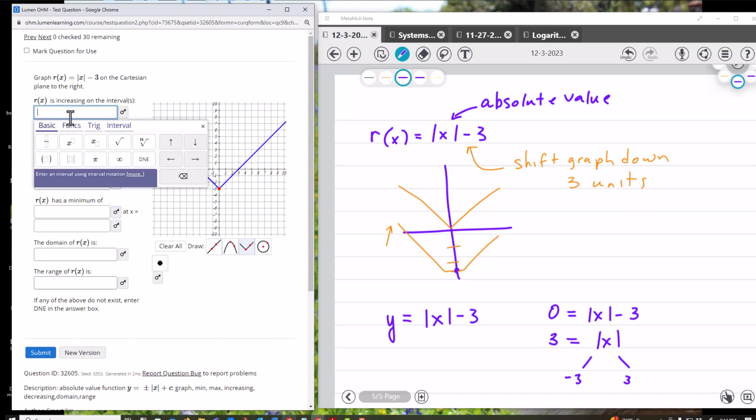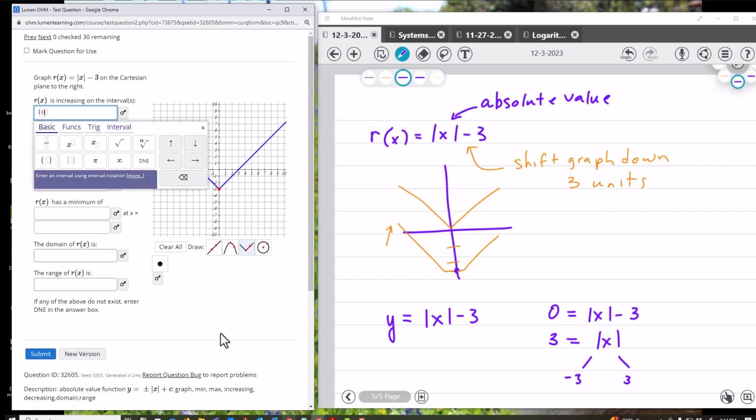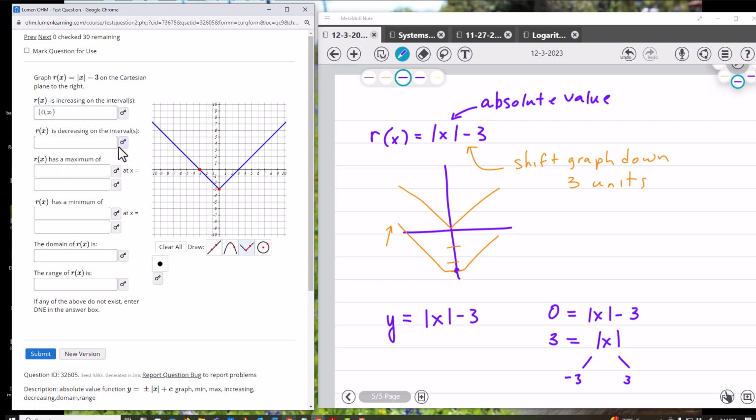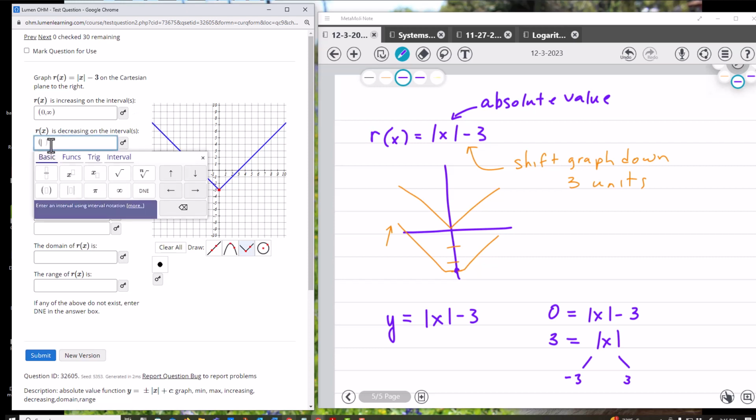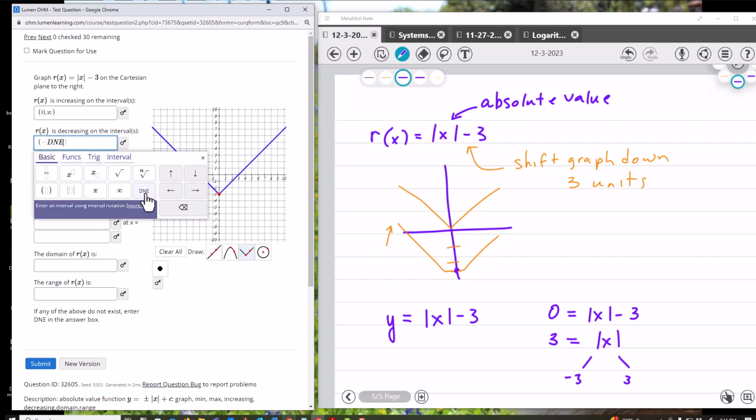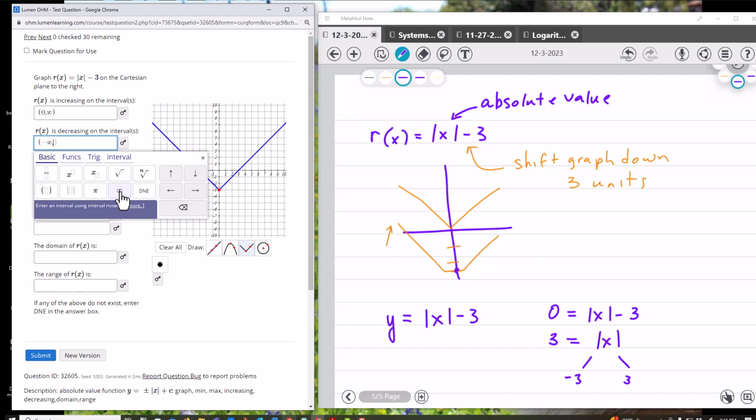So it says find the interval that it is increasing. Well, it looks like increasing would be here and up, so from 0 to infinity. And then it says decreasing, which is this piece right here, would be from minus infinity to that point once again, which is at 0.